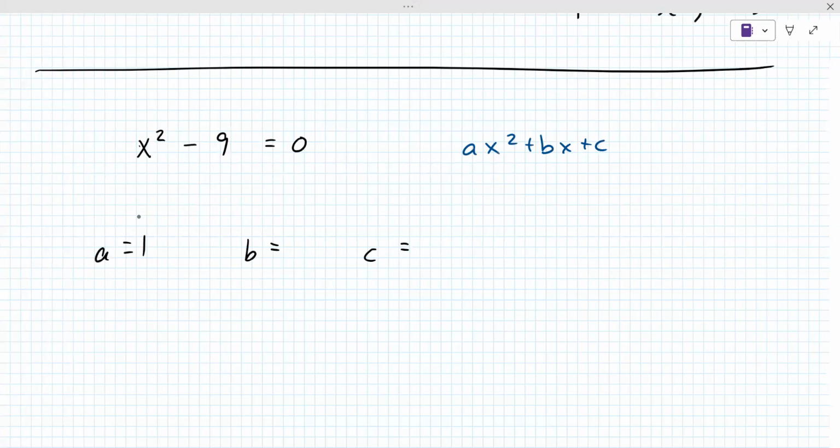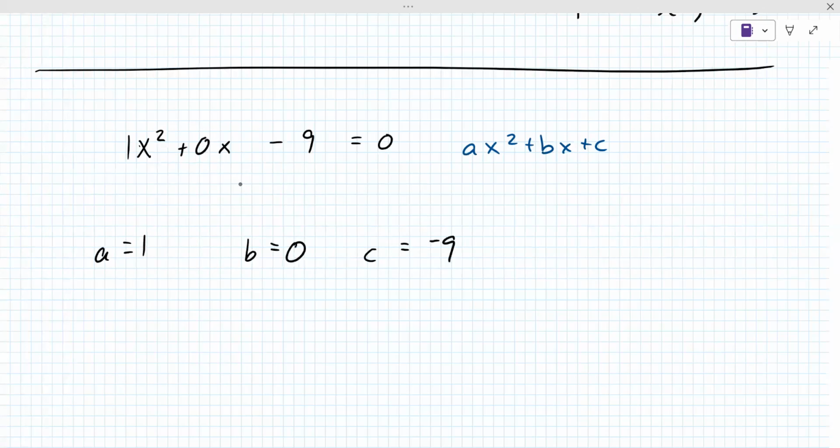Yeah. I've actually already given you a. 1, and then isn't b 1 because x is the invisible one? When it's missing, you treat it like 0 times x, because 0 times anything means that it's not there. If you put a 1, it's held there. So b would be 0 and c would be -9.